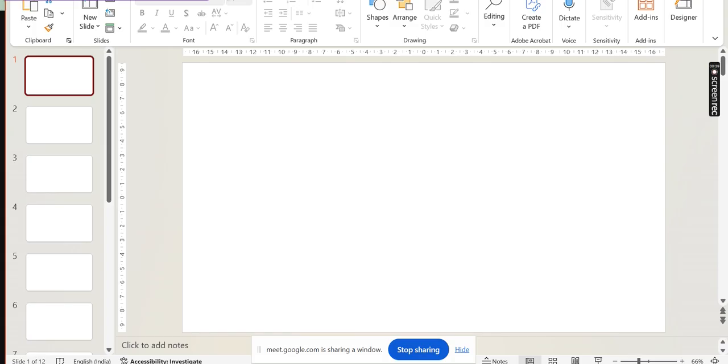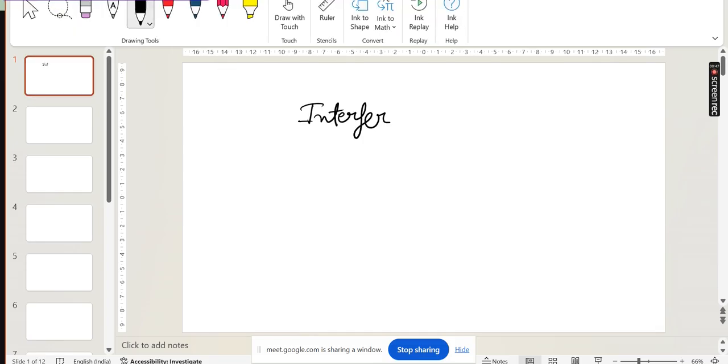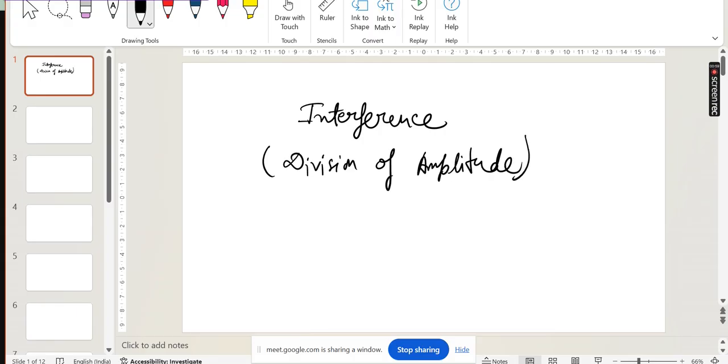Today we'll discuss interference by division of amplitude mainly. Last day, we discussed interference by division of wavefront. So we'll see what the difference is between these two and how we will use this knowledge for interference from division of amplitude.